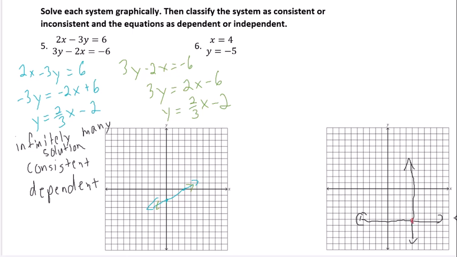Which, if you look, x has to be 4 and y has to be negative 5. So you end up with that solution pretty easily if you just look at the two equations. And this, of course, is one intersection, so we could say it's consistent. And two separate lines, so this would be independent.